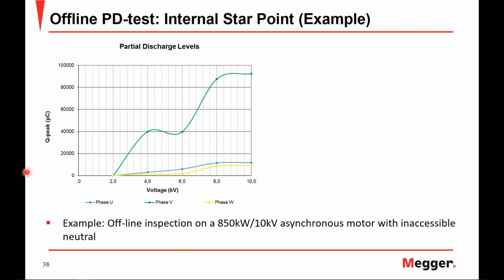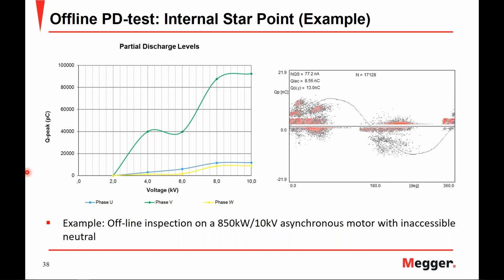If you were to perform the measurement on all the phases shorted together, you would get an average measurement, and you wouldn't be able to see these individual partial discharge patterns.